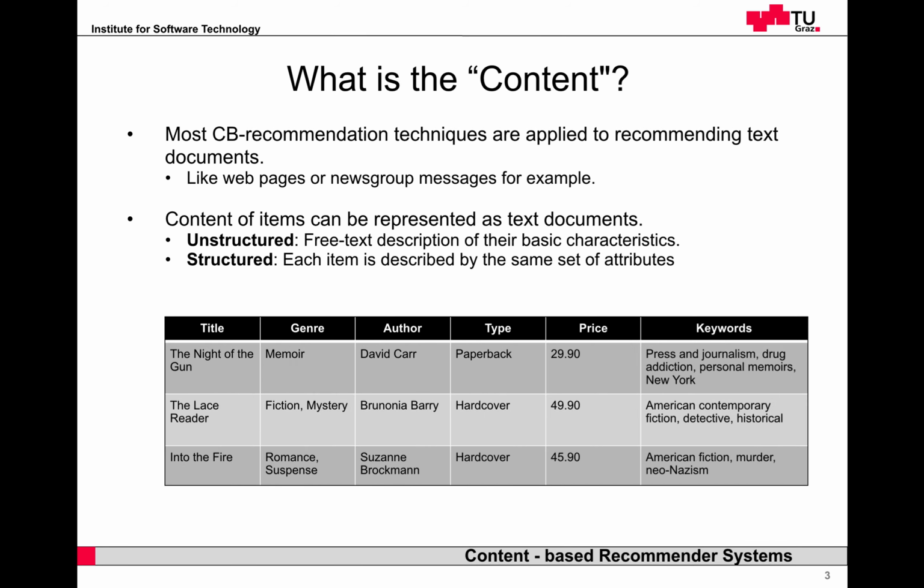For instance, in the table shown here, you can see how to represent books in the structured form. Each row of the table represents the content of a book. Each book is described by a set of 6 attributes: title, genre, author, type, price, and keywords.